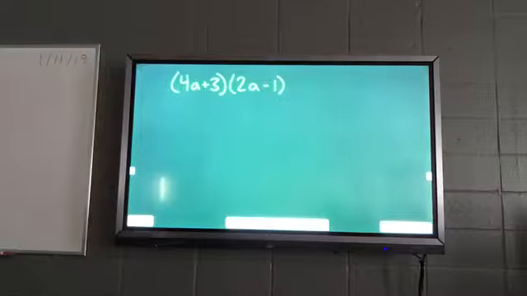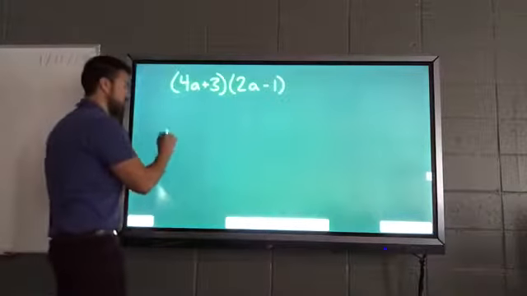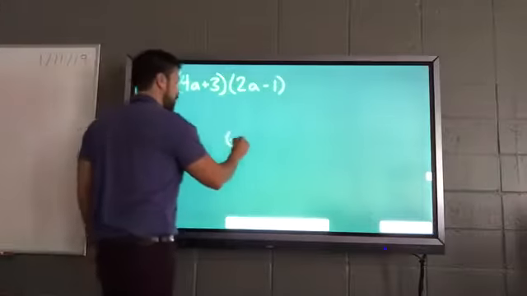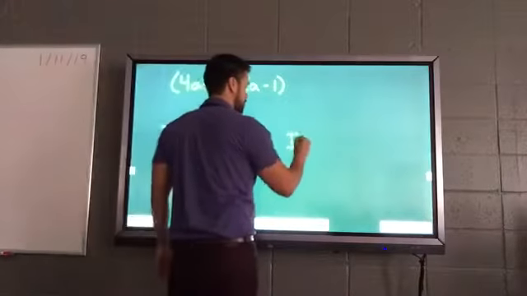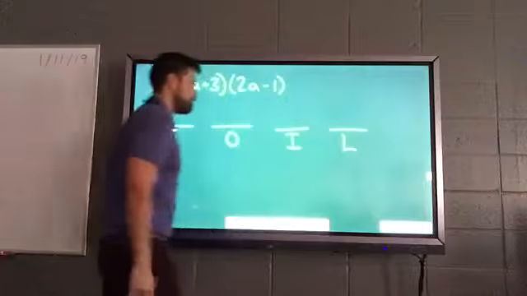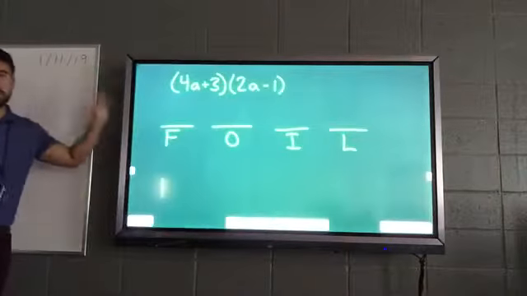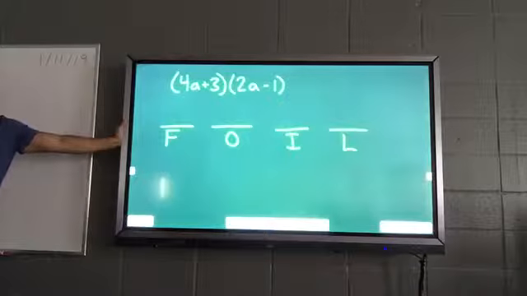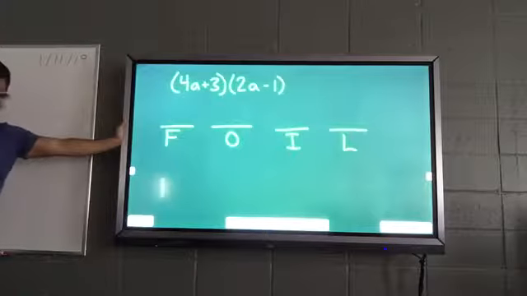So you guys just do your FOIL, and this is what I'm going to have you do. You don't have to write this down. I'm doing this to illustrate on the board. So this is just for me to illustrate what you're going to do.